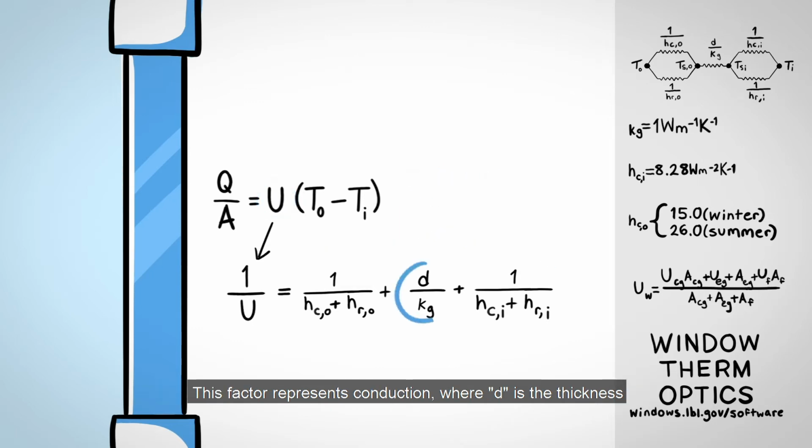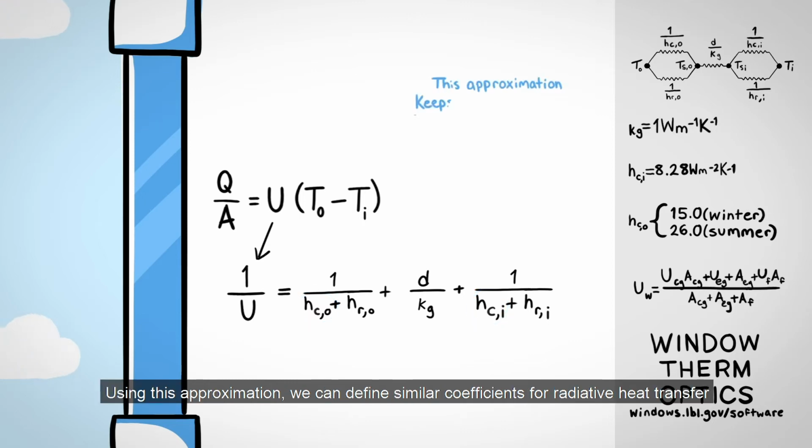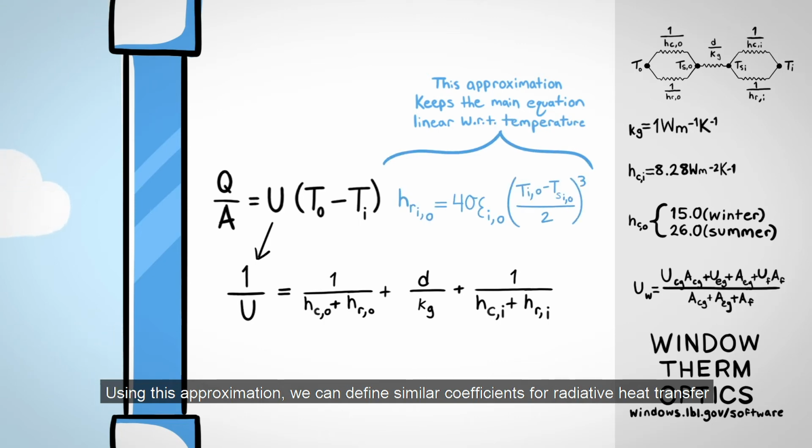This factor represents conduction, where D is the thickness of the window glass and Kg is the conductivity of glass. The convection coefficients HCI and HCO are standard and defined in units of watt per meter squared per Kelvin. Using this approximation, we can define similar coefficients for radiative heat transfer.